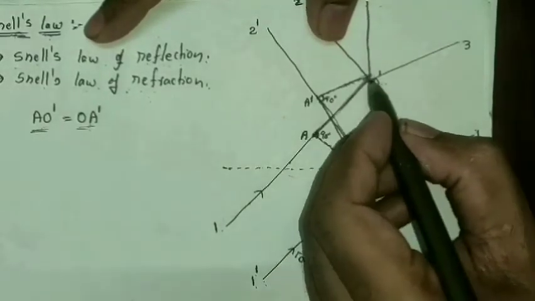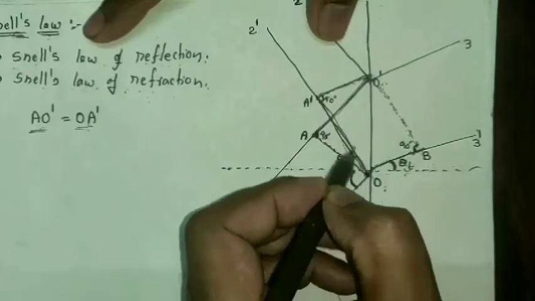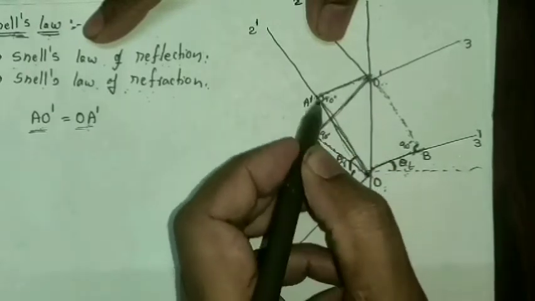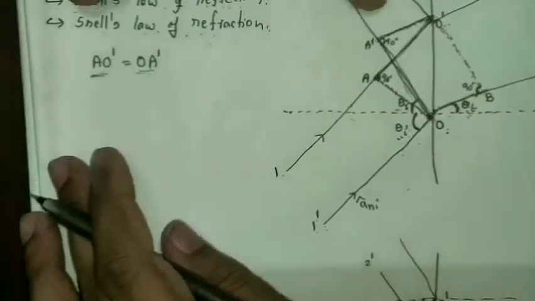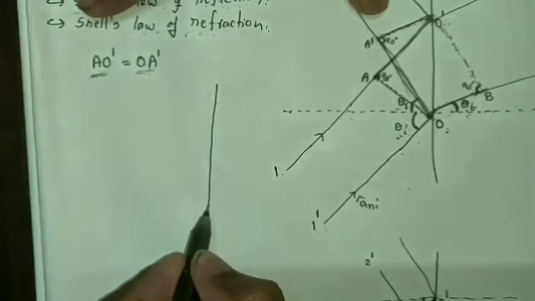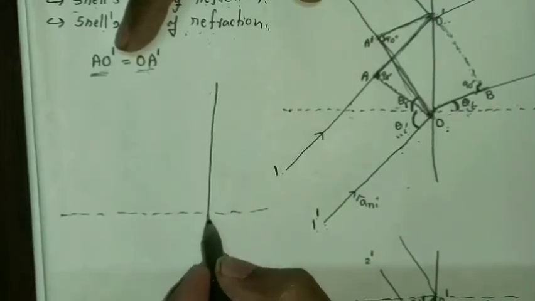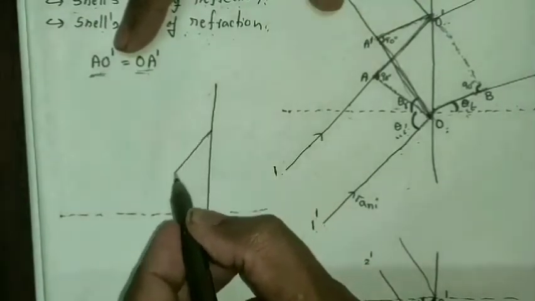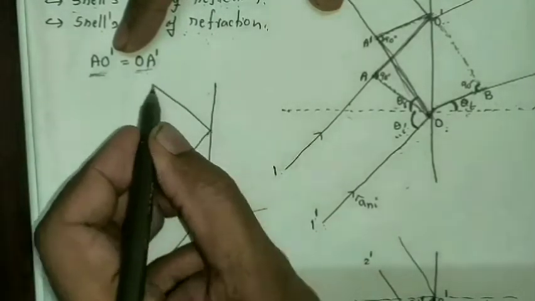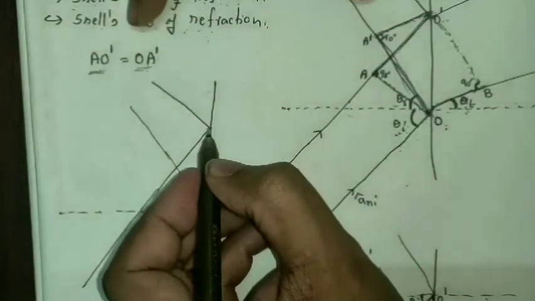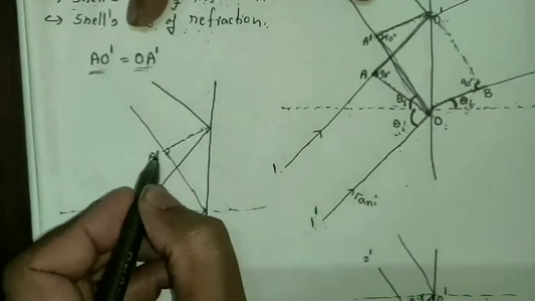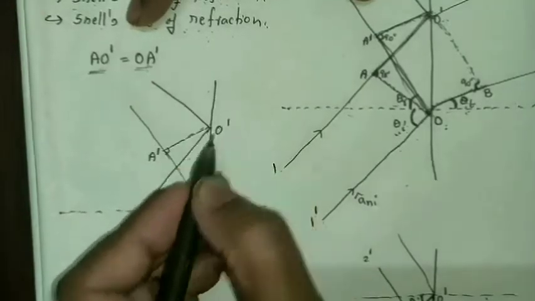Similarly, let us take this triangle now, because we need to determine the length of OA dash. I am writing this diagram separately. This is the boundary separating the mediums. This is the normal line. This is the incident wave, this is the reflected wave, and this is the reflected normal wave. As we said, this is the bisector. This is 90 degrees. This is A dash, this is O, and this is also O dash.